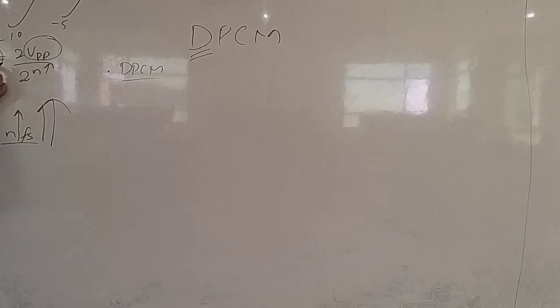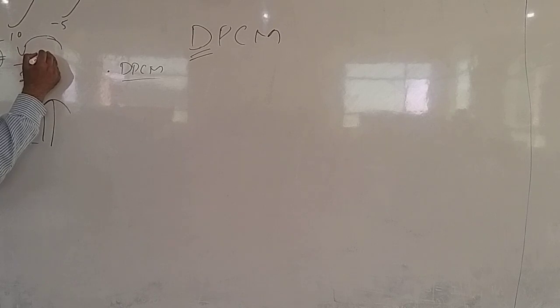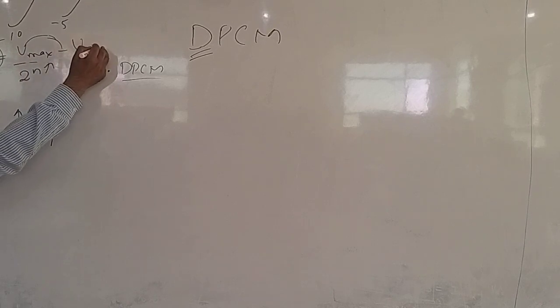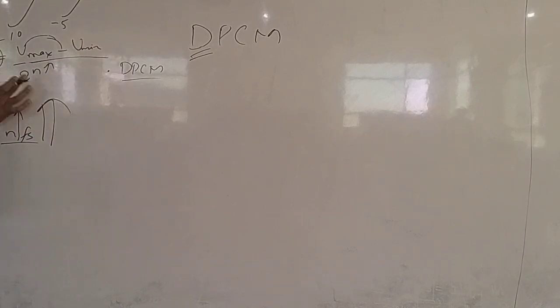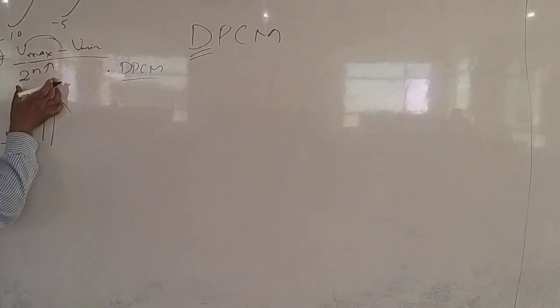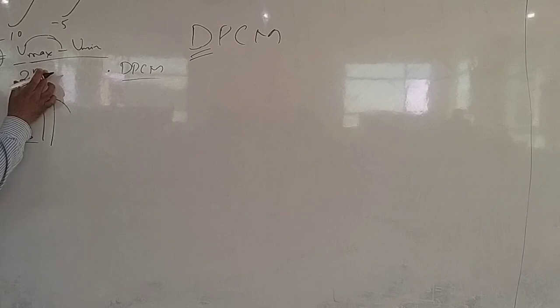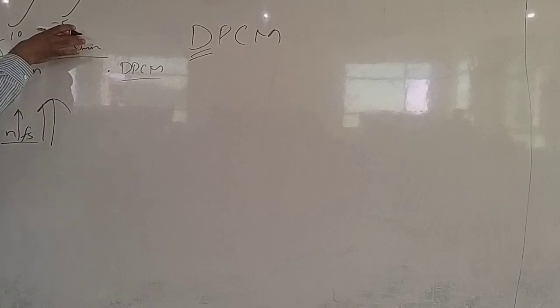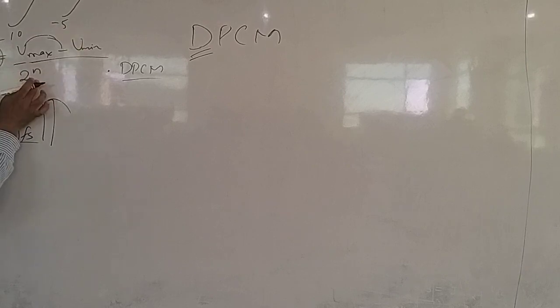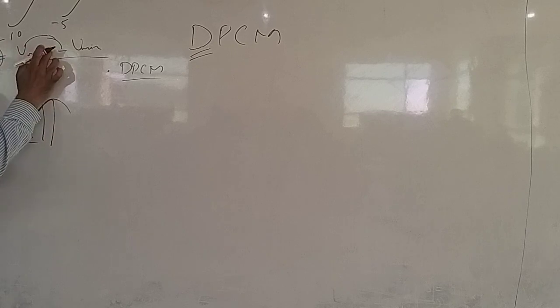डेल्टा कम का फॉर्मूला क्या है डेल्टा का? V मैक्स माइनस V min, ये लिख लो जरा. डेल्टा इज इक्वल टू V मैक्स माइनस V min डिवाइडेड बाय 2 raised for n. अब मैं डेल्टा चाहता हूँ कम हो कि ज्यादा हो? डेल्टा कम हो. डेल्टा को कम करने का तरीका या तो ये वाली क्वांटिटी बढ़ा दो या ये वाली क्वांटिटी कम कर दो, बिकॉज डेल्टा इज इनवर्सली रिलेटेड टू दिस क्वांटिटी एंड डायरेक्टली रिलेटेड टू दिस क्वांटिटी.